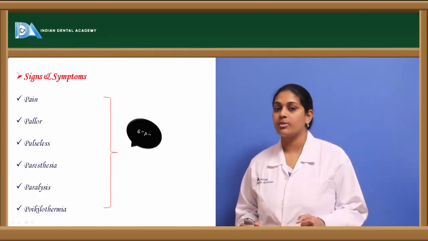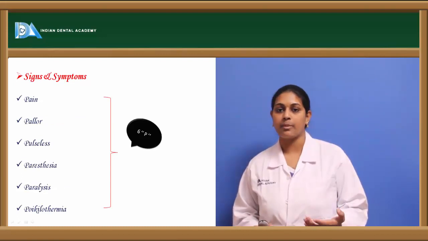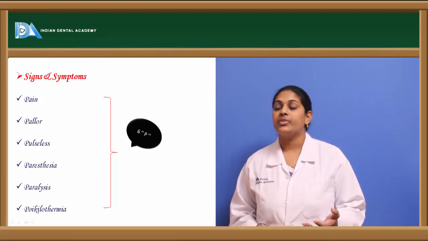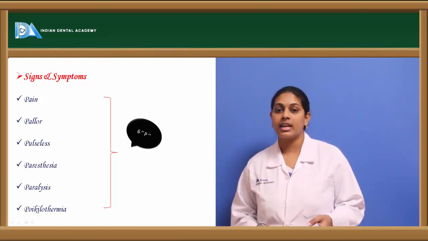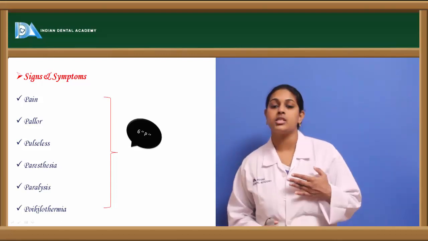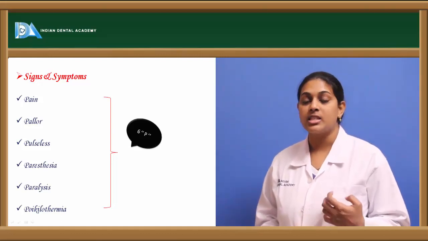Coming to the signs and symptoms, an easy way to remember the signs and symptoms of an ischemic tissue is the 6 P's. That is, there are six conditions which can be seen, which are initiated with the letter P. Firstly, we see pain. Because of insufficient blood supply, there's pain.